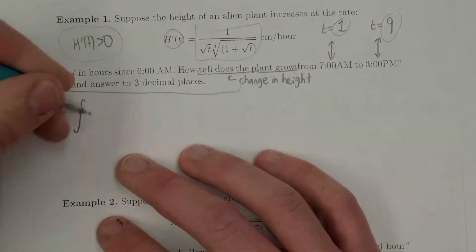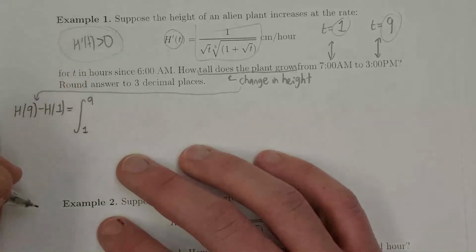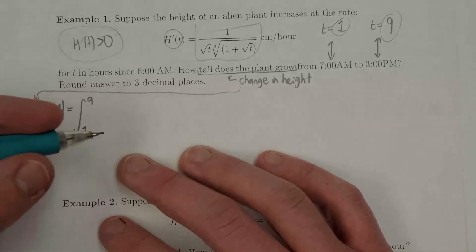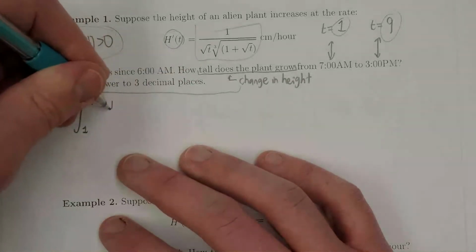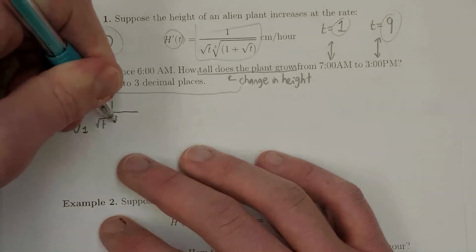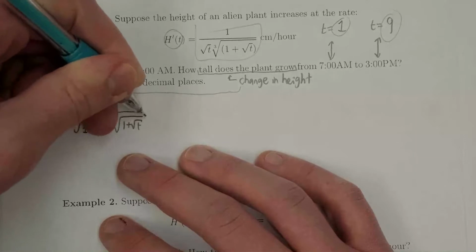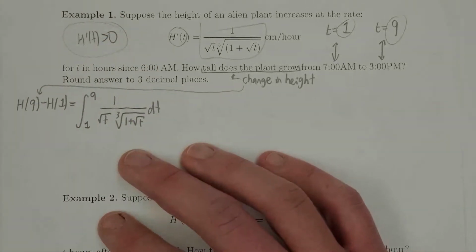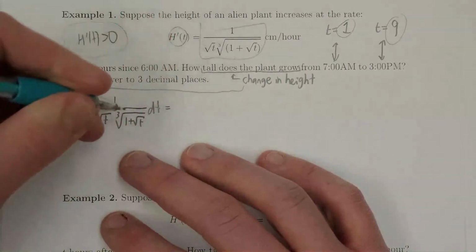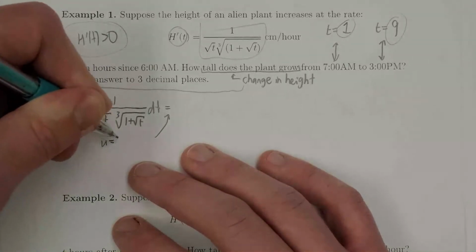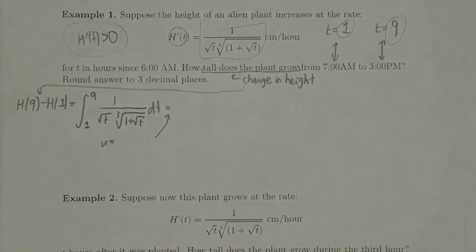Yep. So the lower bound should be 1, the upper should be 9. And then of course the integral we're trying to take the antiderivative of should be this guy, right? So we have 1 over root t times the cube root of 1 plus root t dt. Okay, so because of the title of today's lesson, well, that should be a pretty good indication that we need to utilize some sort of u substitution, right? So taking a look at this function that we've got here, what would you want to let u equal here?